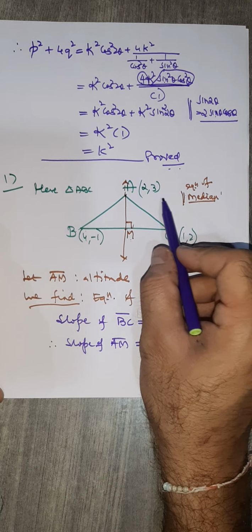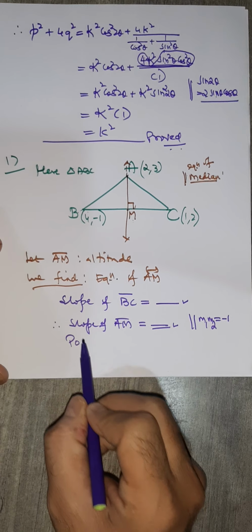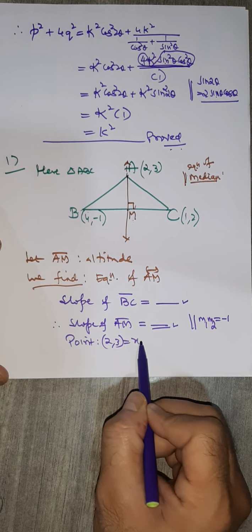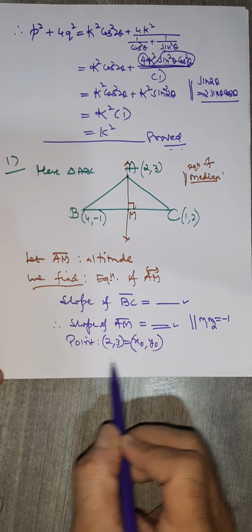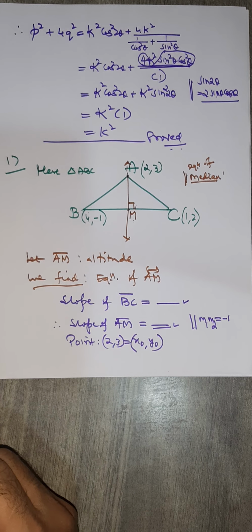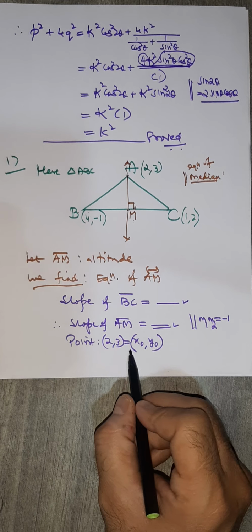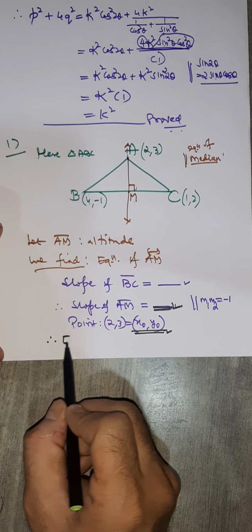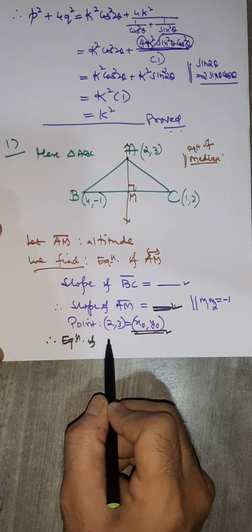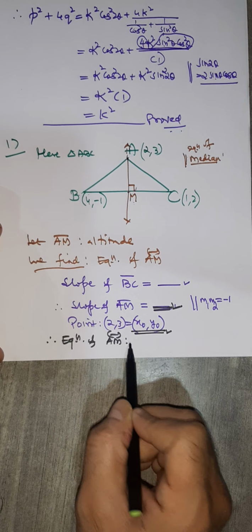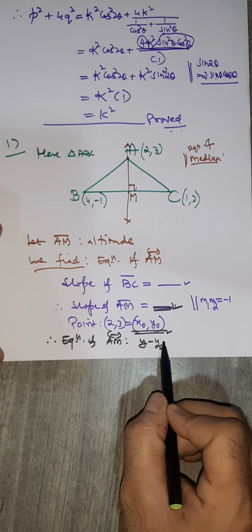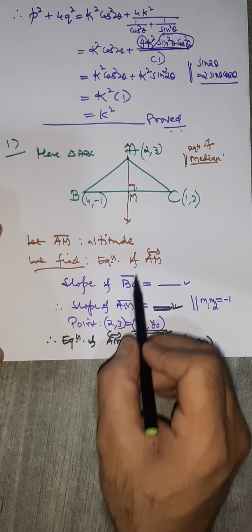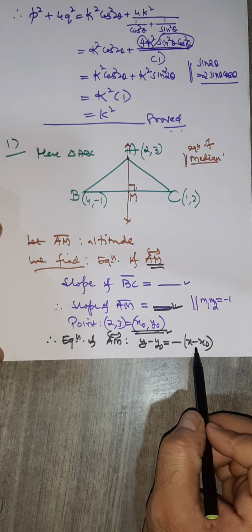Okay. Which point are you given? 2, 3. So this represents our x0, y0. Fine. So now you have got all the required things. You have a point here. You have a slope here, so therefore you can write the equation of AM. I will not do it. Equation of AM, by which formula? Point slope formula. y minus y0 equals slope into x minus x0. I explained everything. So we'll get the equation of AM.